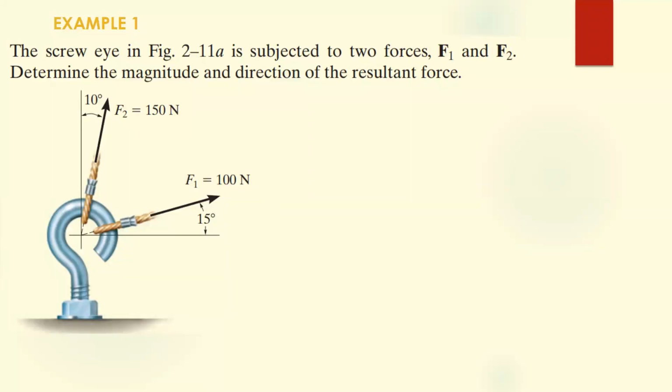We have an example here on the screen, which says the screw eye in figure 2.11a is subjected to two forces, F1 and F2. The question is asking us to determine the magnitude and direction of the resultant force. These are the types of questions that you are going to expect. But to be honest with you, this is the simplest question you can ever find in a statics exam or test.